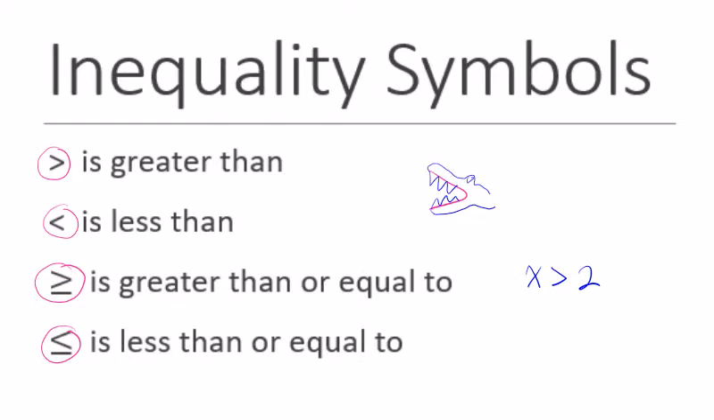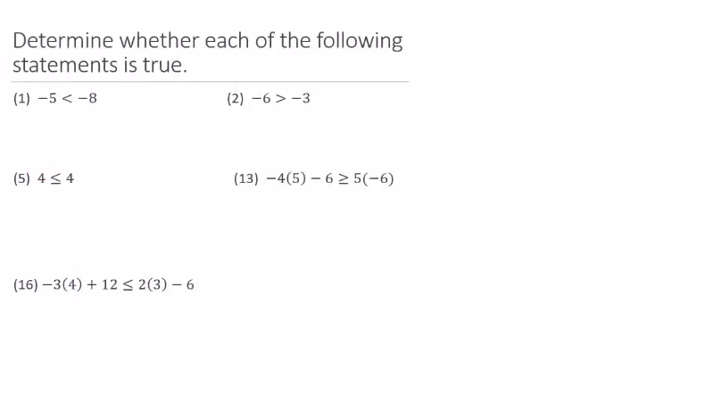Oh, and by the way, the or equal to means the number could be that number, or it could be bigger or smaller, depending on if you used less than or greater than. In this case, x is greater than or equal to 2, so it could be 2, or it could be anything bigger than 2. It could be 2.1, 2.01, 2.5, 3, 100, a million, etc. All right, so here are some examples.